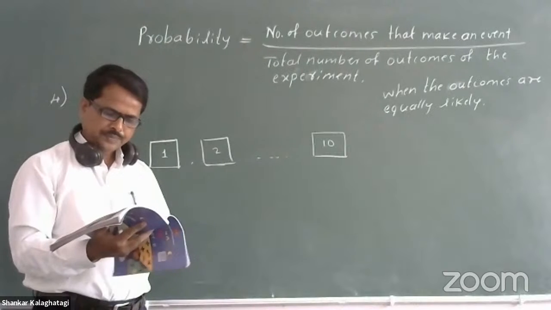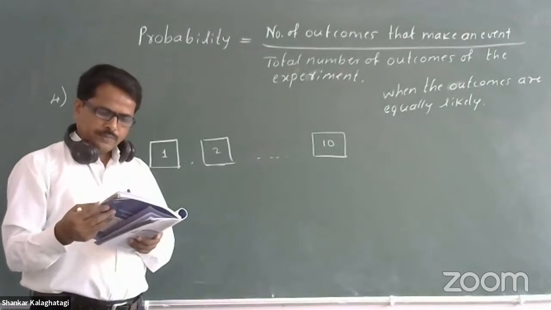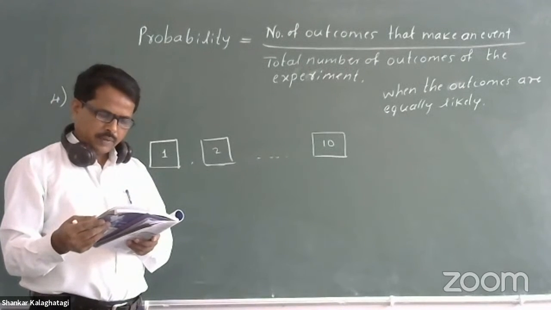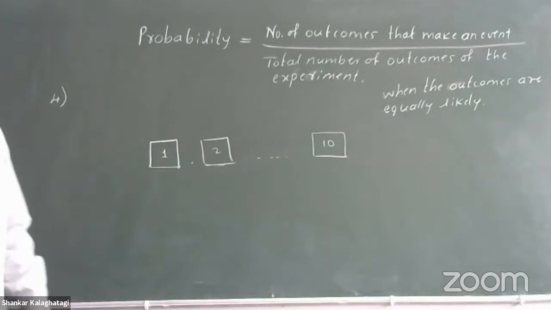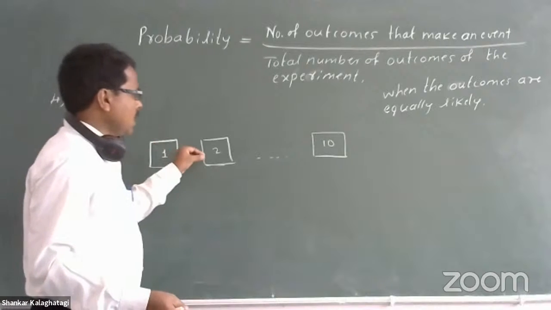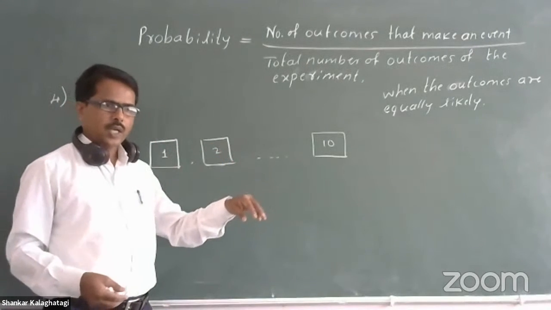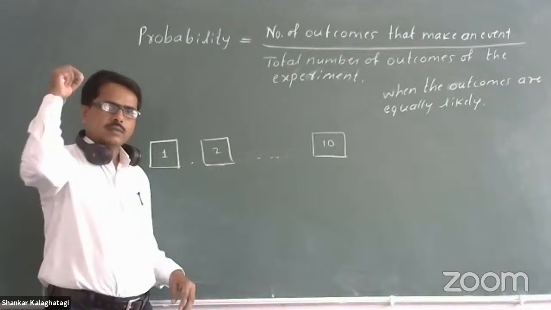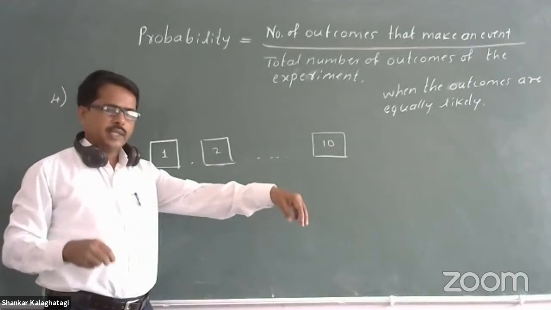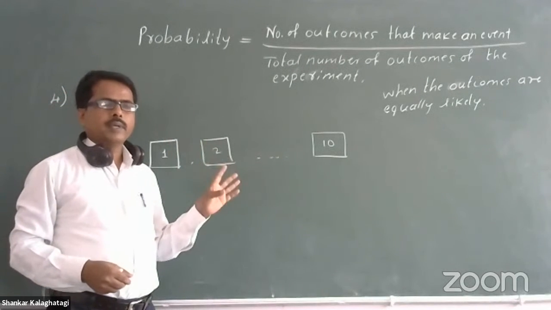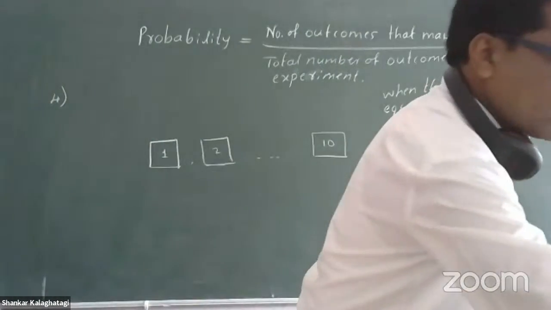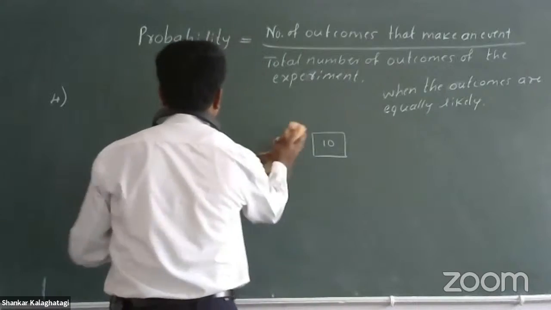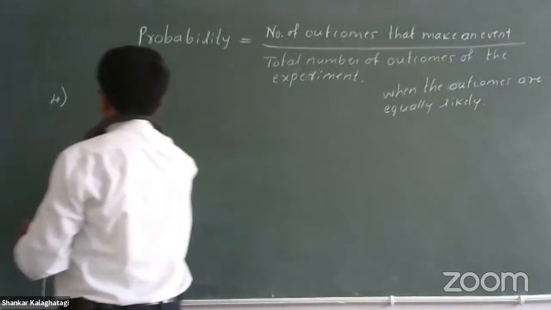What they are saying, what is the probability of getting a number 6? In one box, all these pieces are kept. They are taking one piece without looking into the box. What is the probability of getting 6? They are asking. Okay, total what are the outcomes? Outcomes are 1 to 10 numbers. Correct?